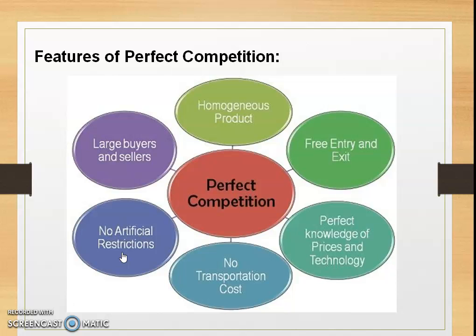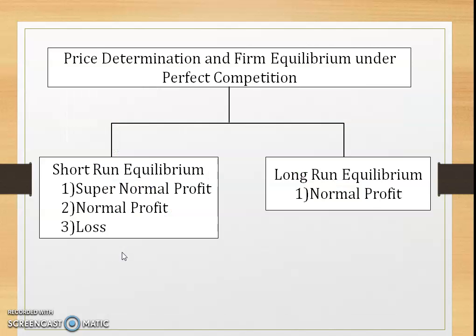Also, the price is liable to change freely as per the demand and supply conditions. In such a situation, no big producer or the government can intervene and control the demand, supply or price of the goods and services. Thus, under perfect competition, the seller is the price taker and cannot influence the market price. Is it clear? Let's see the price determination and firm equilibrium under perfect competition.